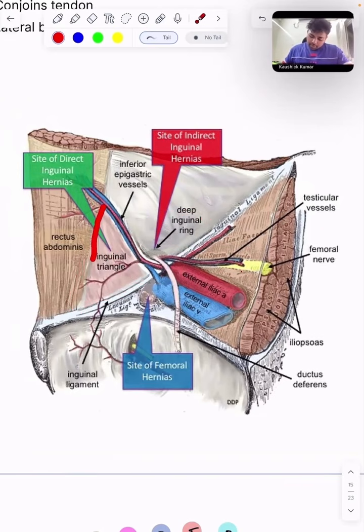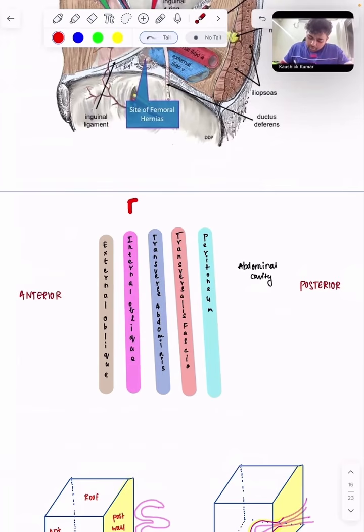Medially, it is formed by the lateral border of rectus abdominis. Inferiorly, it is formed by inguinal ligament. Laterally, it is formed by inferior epigastric artery. So we already got our answer, right? But let me talk about fascia transversalis and Hasselbach's triangle in detail.